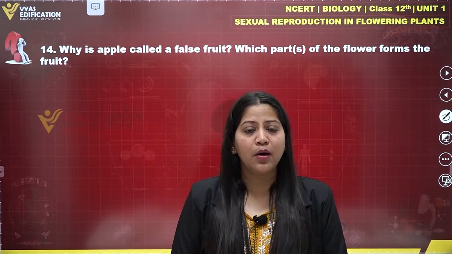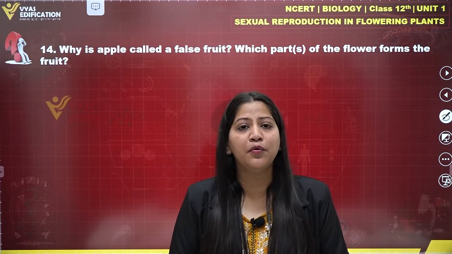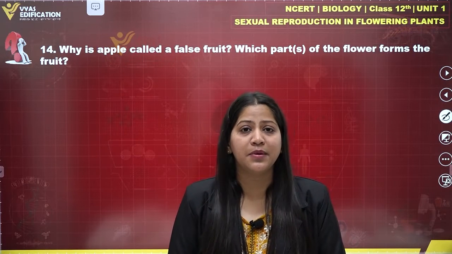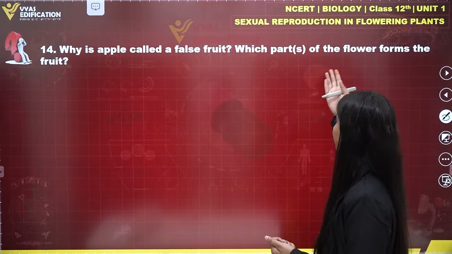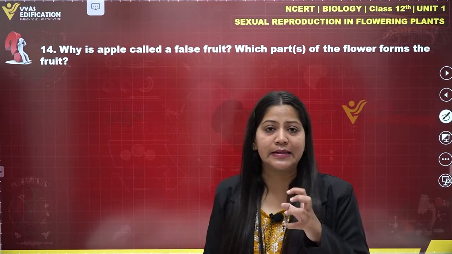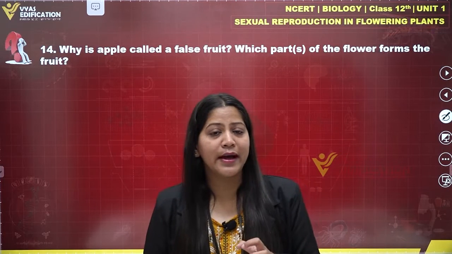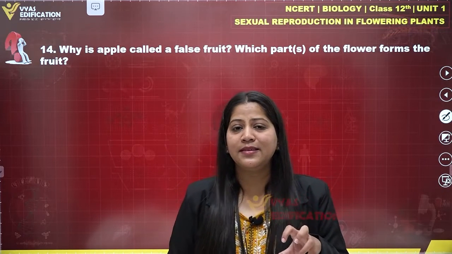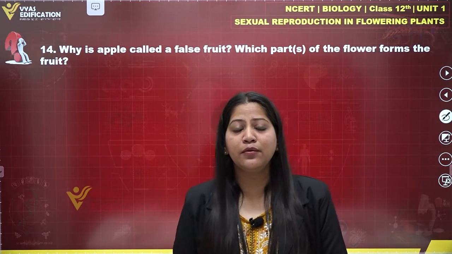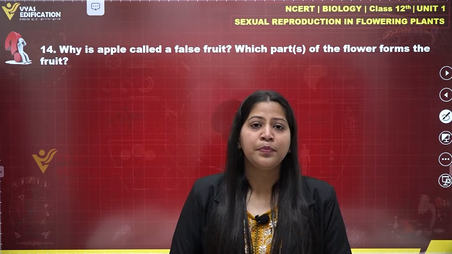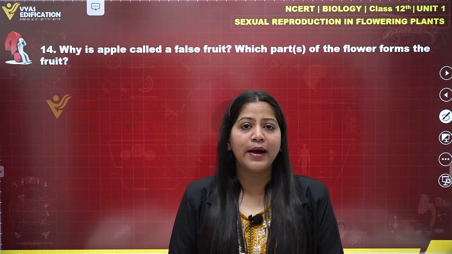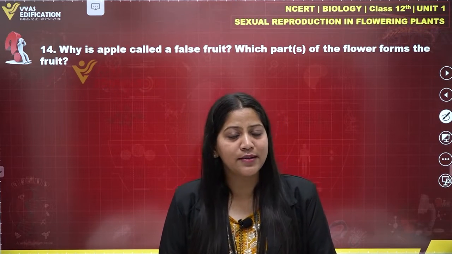Why is it so? Because it is not developed from the ovary of a flower, the female organ. It is developed from the thalamus. Which part of the flower forms the apple fruit? The answer is thalamus. Apple is developed from the thalamus, not from the ovary of a female organ. That is why the apple fruit is known as a false fruit.